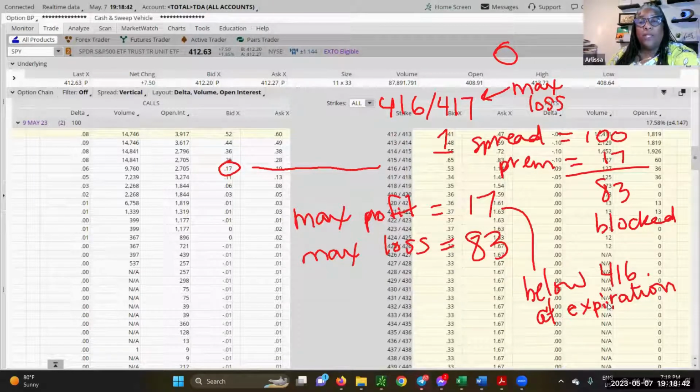Okay, so on this particular trade, as long as price is below 416, we're going to make our $17. We get to keep the whole 17. If price goes above 417, we're going to suffer max loss of $83. If price closes somewhere in the middle, we're going to pay somewhere in the middle.